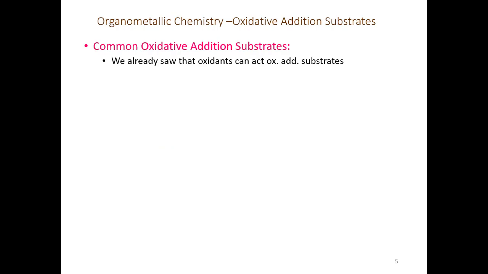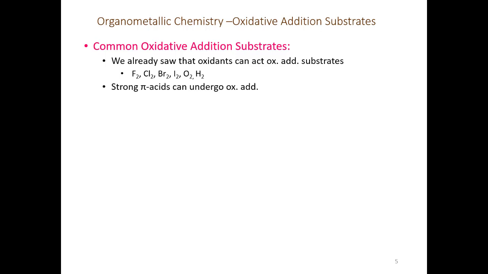Now at this point, we're going to take a quick look at some common oxidative addition substrates. So we already saw that some strong oxidants can act as substrates for oxidative addition. So elemental halides such as chlorine gas, bromine, iodine, these all act as oxidative addition substrates. We also saw that hydrogen acts as a very good oxidative addition substrate, and even though it's not traditionally thought of as a strong oxidant based on its reduction potential, because it forms those strong metal hydride bonds, it's more oxidizing specifically for transition metals.